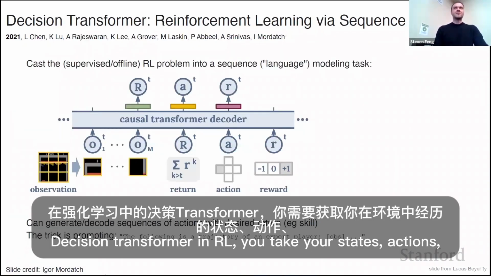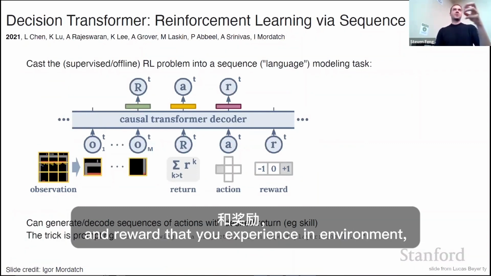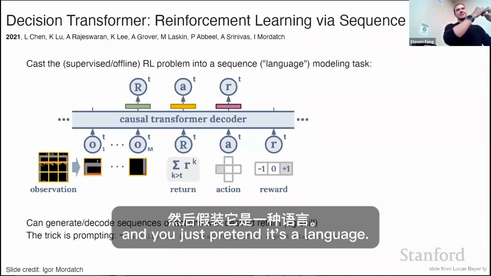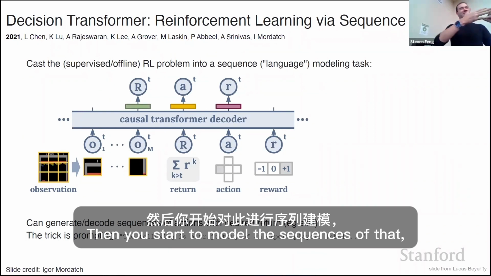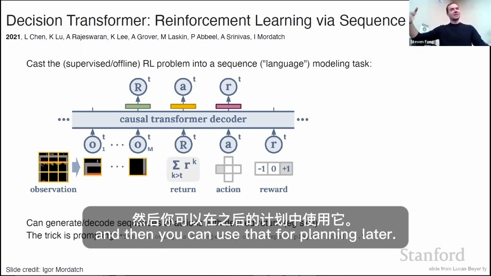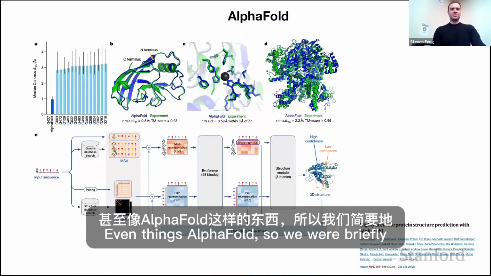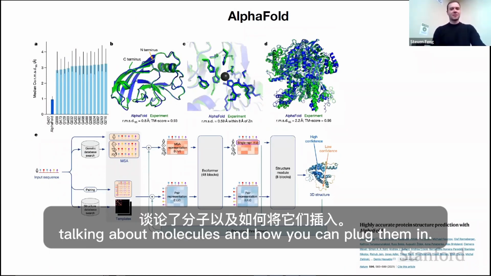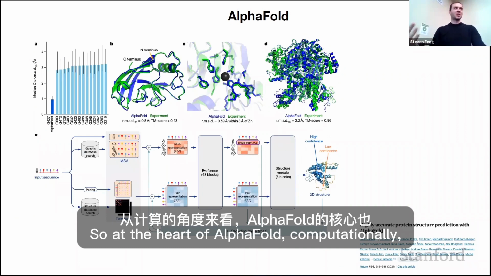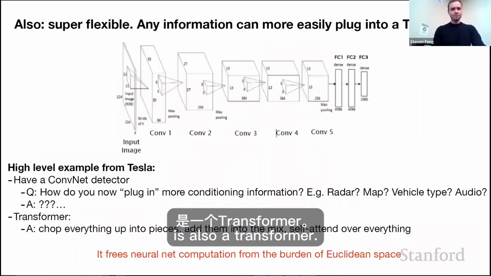Decision transformer in RL: you take your states, actions, and rewards that you experience in the environment, and you just pretend it's a language, and you start to model the sequences of that. And then you can use that for planning later. That works pretty well. Even things like AlphaFold. We were briefly talking about molecules and how you can plug them in. At the heart of AlphaFold computationally is also a transformer.